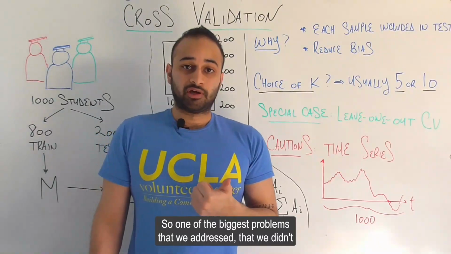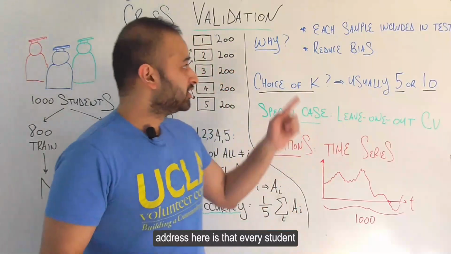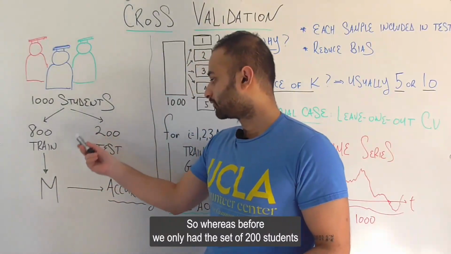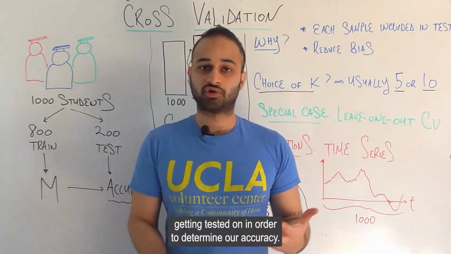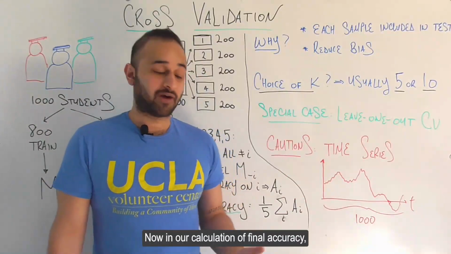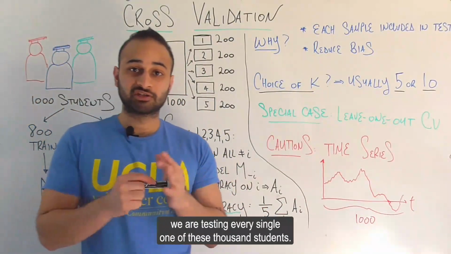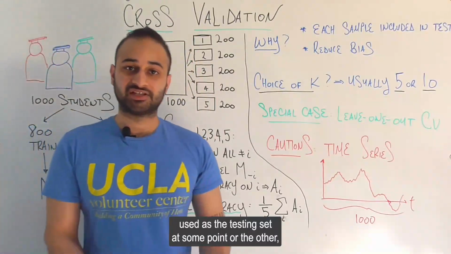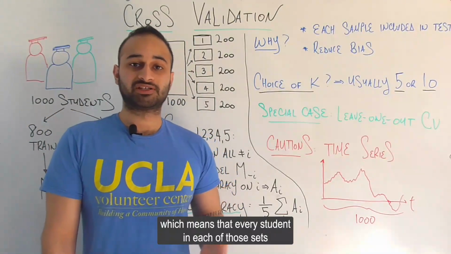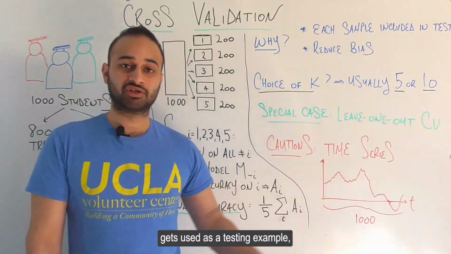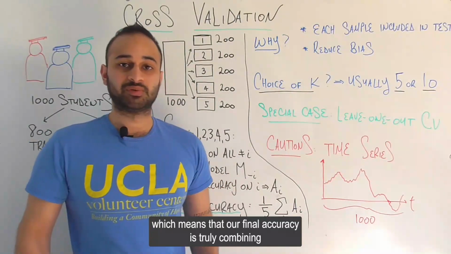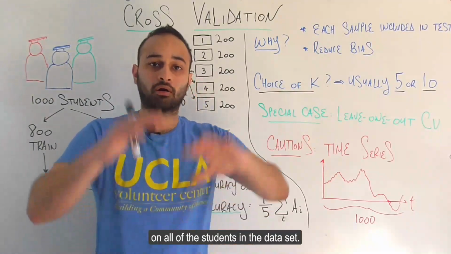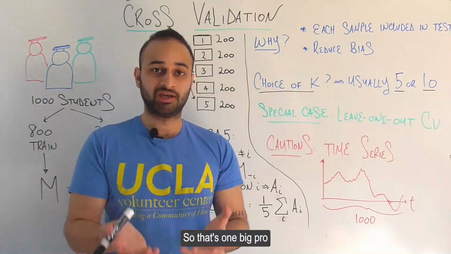So one of the big problems that we address that we didn't address here is that every student gets included in testing at some point. So whereas before we only had this set of 200 students getting tested on in order to determine our accuracy, now in our calculation of final accuracy, we are testing every single one of these 1,000 students, because remember, each of these sets gets used as the testing set at some point or the other, which means that every student in each of those sets gets used as a testing example, which means that our final accuracy is truly combining the strength of our models on all of the students in the data set. So that's one big pro.